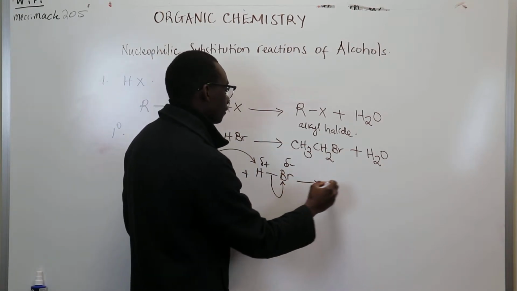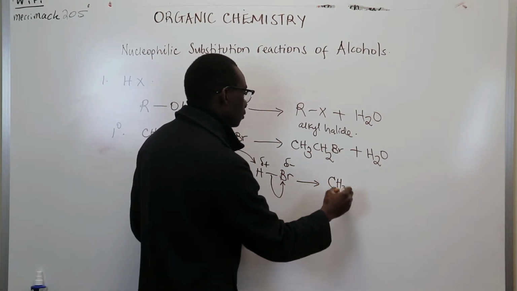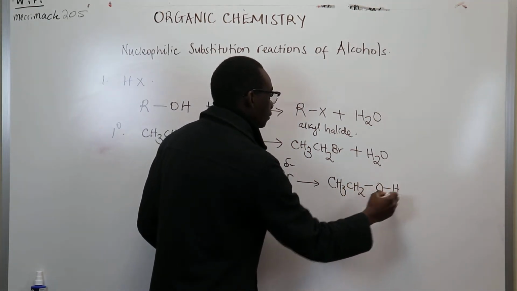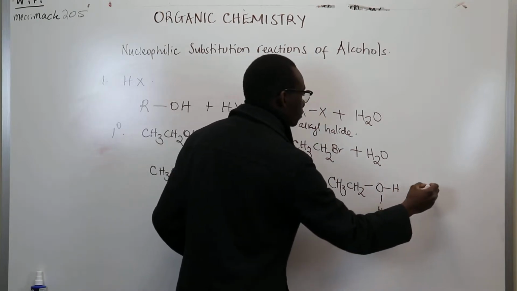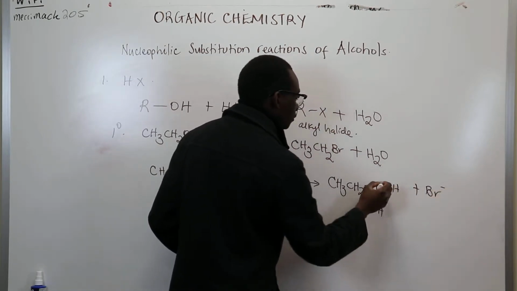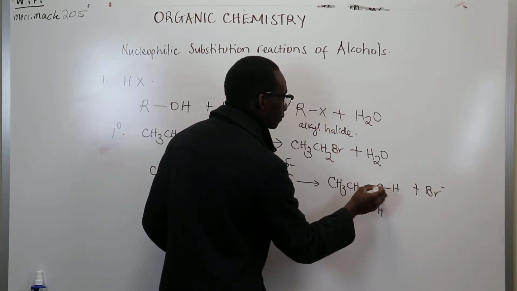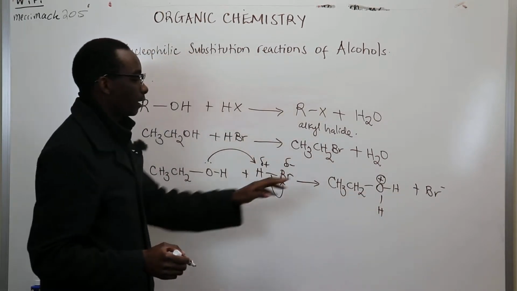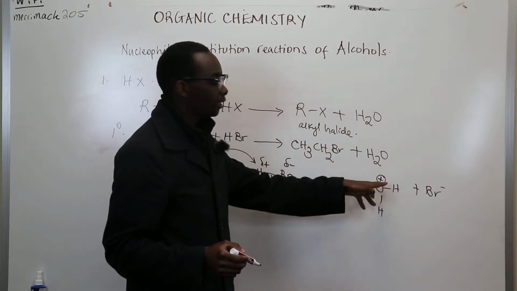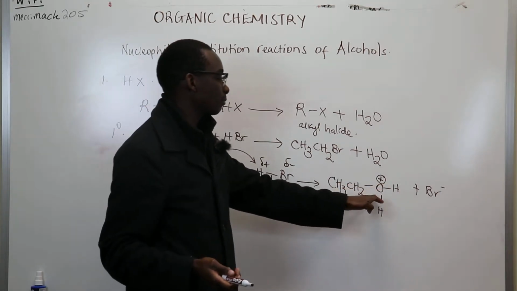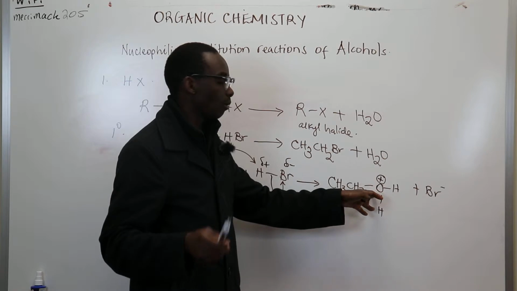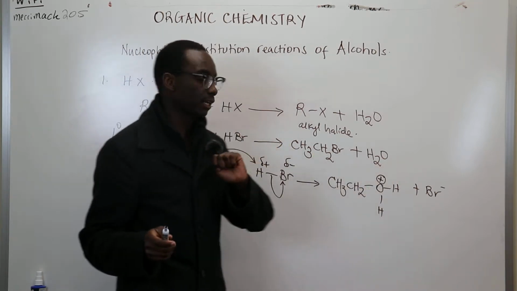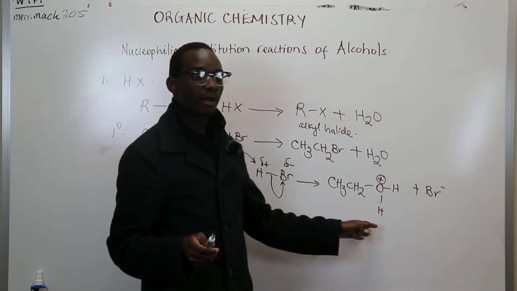Then we have CH3CH2OH2 plus Br minus. You see that our oxygen has a positive charge, and this means that oxygen, which should be bonded to 2, now has 3 bonds. It has to get rid of one of the groups, and we have already made it a better leaving group.